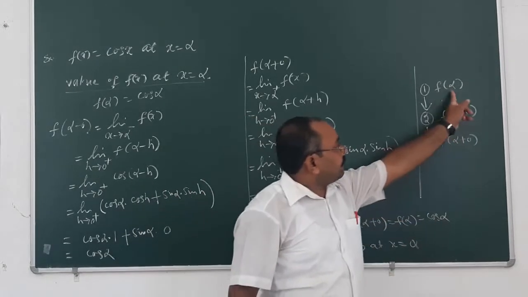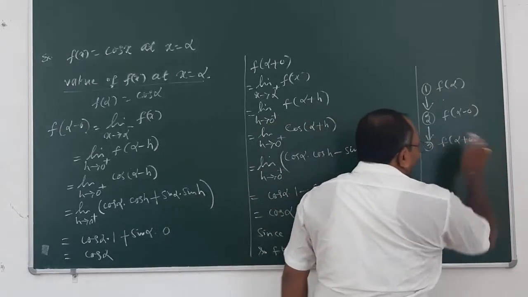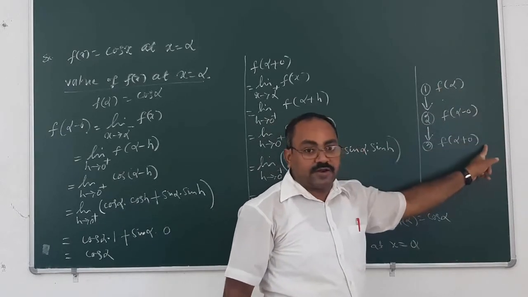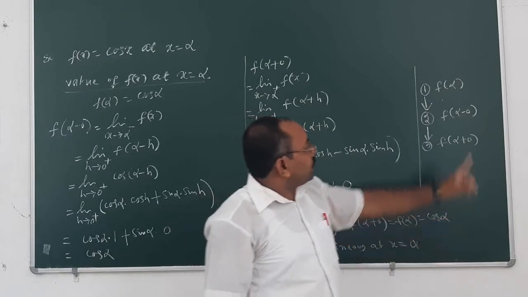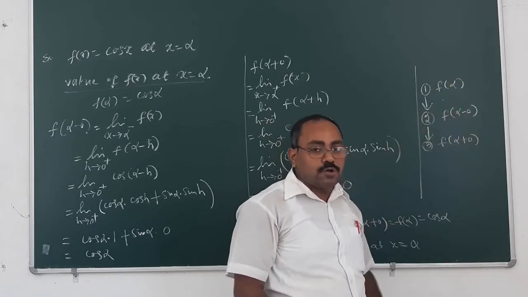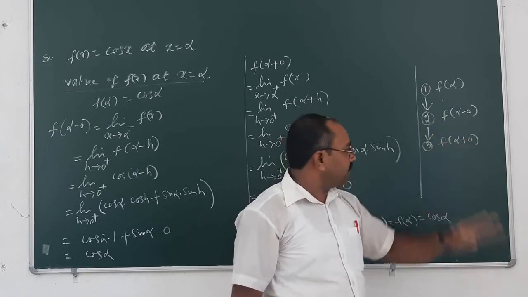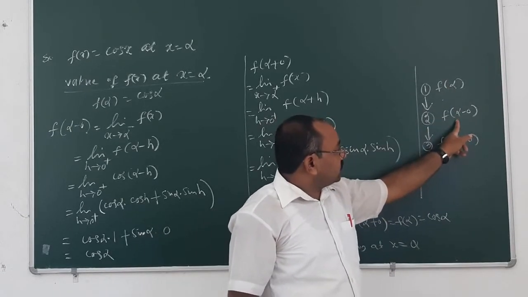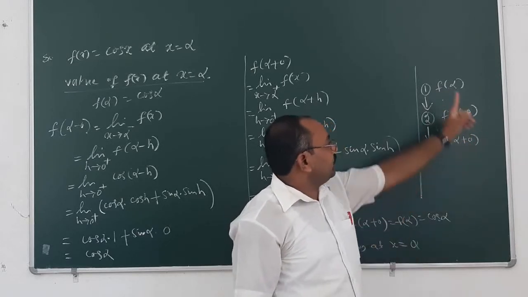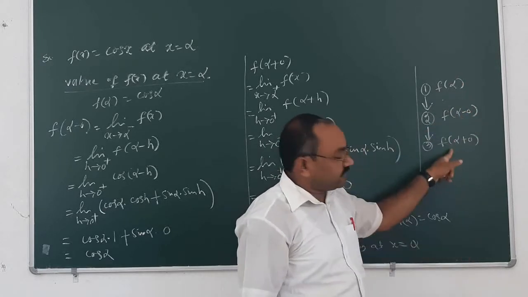If f of alpha is undefined, then this function is not continuous at x equal to alpha. That means these two steps are not necessary in that case. Now, another point. Suppose f of alpha is defined, but the left hand limit and f of alpha are not equal. Then that is also not continuous, and the third step is not necessary. If the first two are equal but the third is not equal, then this is also not continuous. Remember this point. If f of alpha is finite, then go to step 2, the left hand limit. If these two are equal, then find the right hand limit, otherwise not.